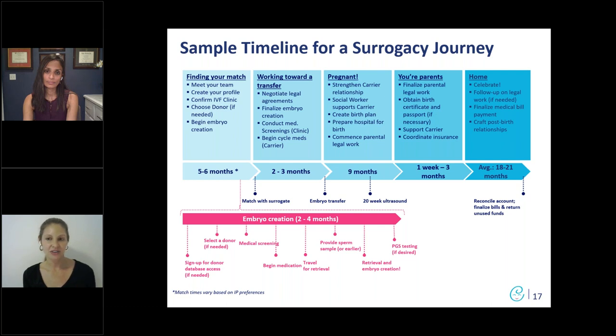And then lastly, the birth. Usually it only takes a few days for you to be cleared after the birth to travel home with your baby. But we always recommend planning on a few months just in case there's any complications and you might need to stay at the hospital longer. So that's kind of the high level overview.